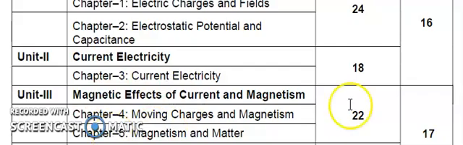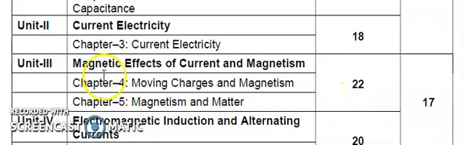Unit 3 consists of two chapters, chapter number 4 and chapter number 5. These chapters are related to magnetism: moving charge and magnetism, and the properties of magnetic substance. Over here we will study in chapter 4, when current is produced in any conductor, certainly it produces the magnetic field. You might be remembering the Oersted experiment. Okay, in this chapter we will elaborate that particular.